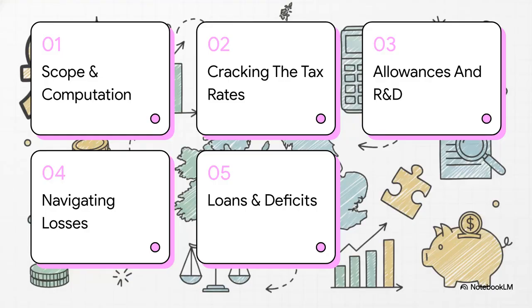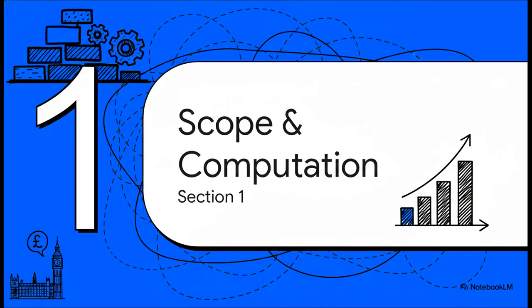Here's our roadmap for the calculation today. We'll start with scope and computation, move on to cracking the tax rates, explore capital allowances and R&D, navigate trading losses, and finally wrap it all up with loans and deficits. All right, let's kick things off right away with Section 1, Scope and the Computation.